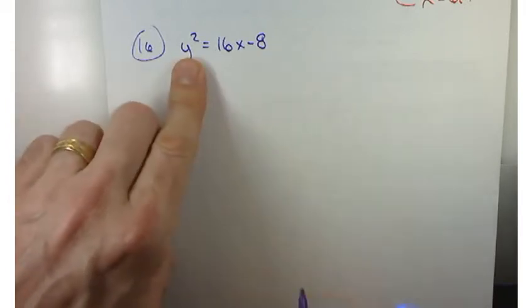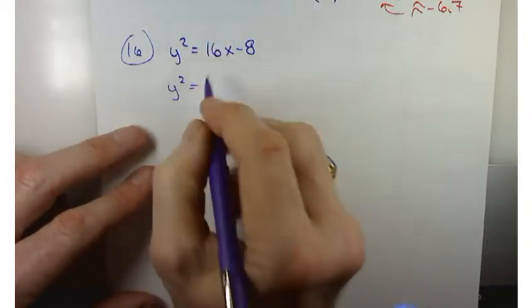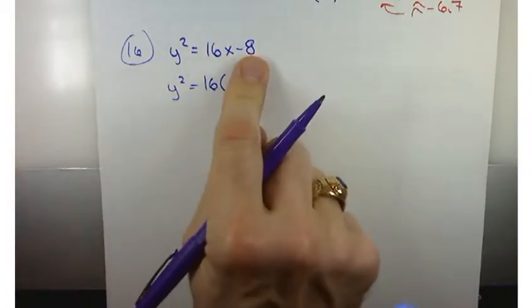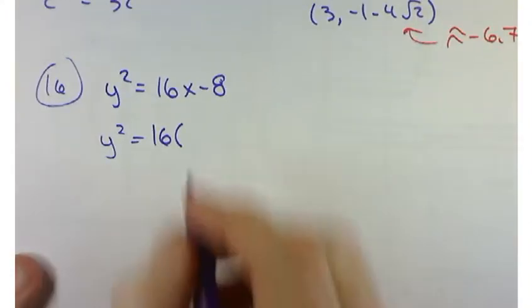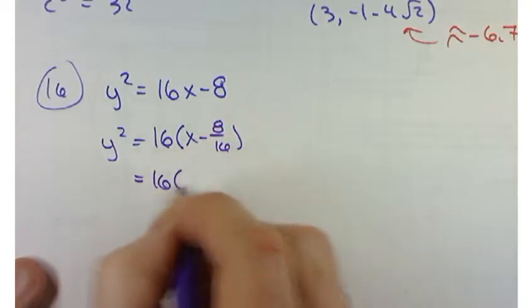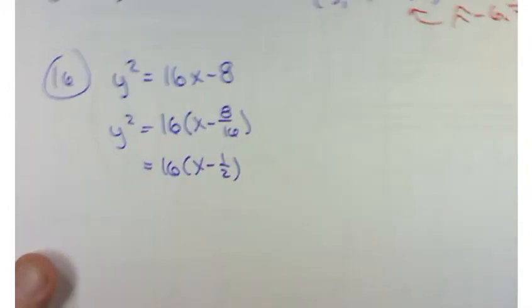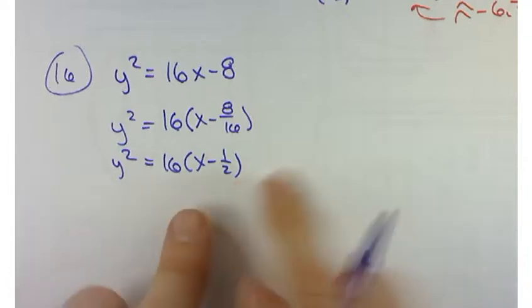Since the y squared term is by itself, let me factor out the 16 here. And I know a lot of you, by gut instinct, want to say, oh, that's x minus 2. It's not. It'd be x minus 8 over 16, or better yet, x minus 1/2. So it doesn't work out to a nice, perfect number here. That's okay. But here, we can kind of read off what to expect. That is, we can read off the vertex.